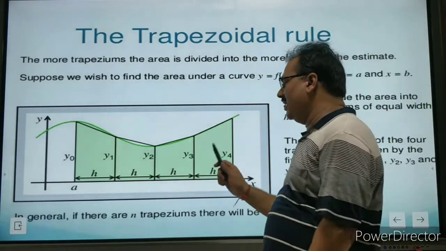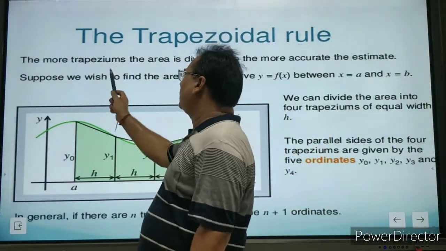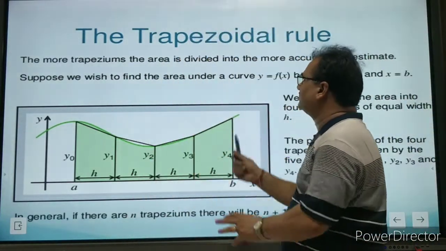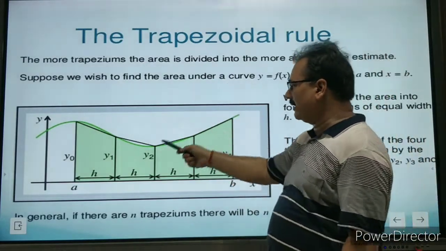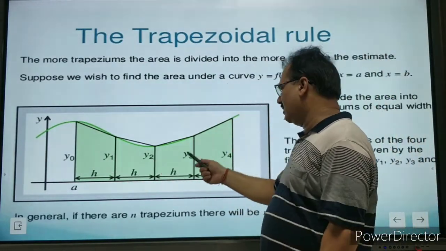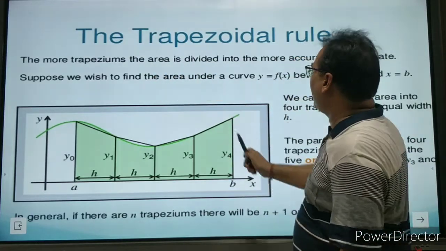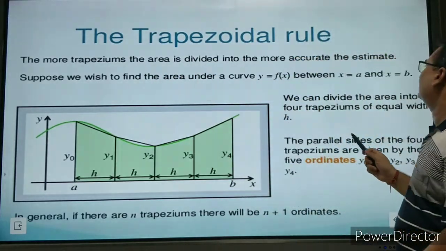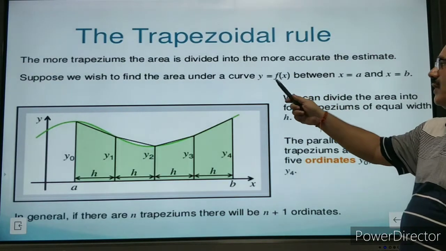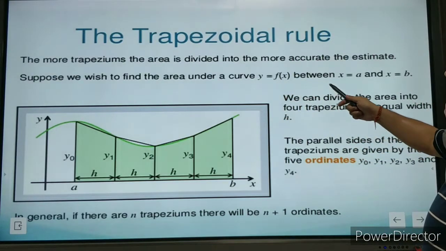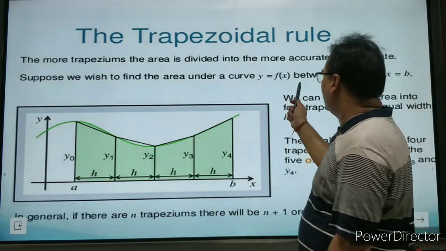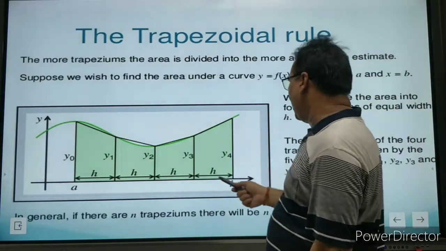Just look at what the trapezoidal rule means. Like the name, trapezoidal, there are trapeziums like this one, the second, third, fourth; these are the trapeziums. The area is divided into trapeziums, and the more trapeziums, the more accurate the estimate. Suppose we wish to find the area under the curve y equals f(x) between x equals a and x equals b.